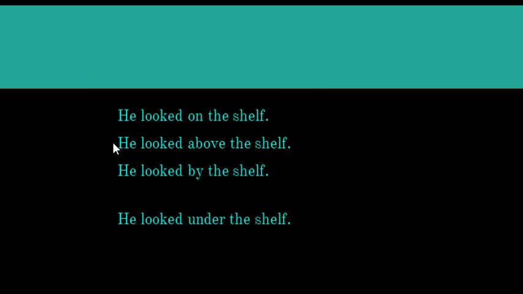A preposition is a word that shows direction, location, or a relationship between things. Let's see some examples. He looked on the shelf. In this sentence, on is a preposition and on the shelf is a prepositional phrase. A prepositional phrase is a group of words that begins with a preposition and ends with its object. On is a preposition, shelf is the object of a preposition. The meaning of this sentence is, he looked on the surface of the shelf.